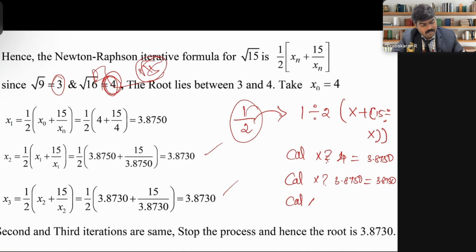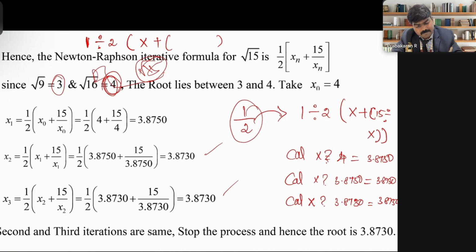Again use the calc function, and it will ask for the x value. Type 3.8730 and it will give the answer 3.8730 instantly. So using the scientific calculator is very easy, but when giving the input to the calculator we must be careful. You have to use the brackets carefully: 1 by 2, open the bracket, x plus. There are two terms, a numerator and a denominator, so we have to use a separate bracket for the numerator and a separate bracket for the denominator, that is 15 by x, and then go for the calc function. I hope you can understand.